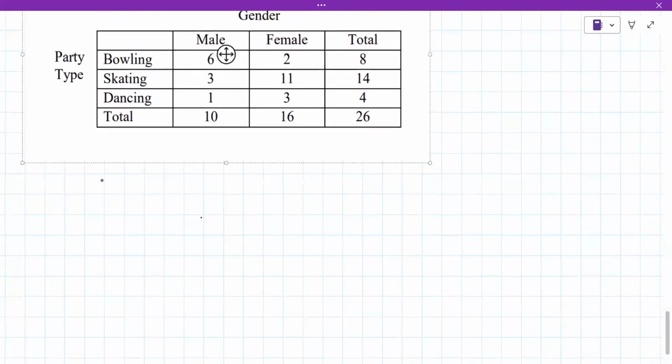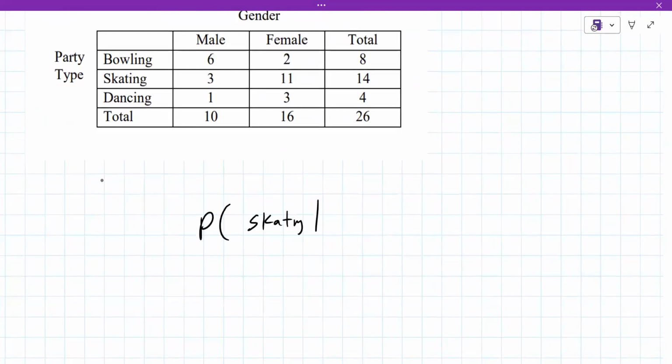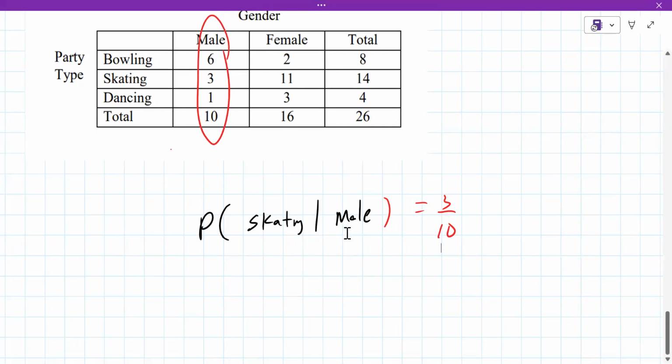Now we can similarly go the other direction. We could say, what's the probability of skating given that it's male? So this time you're restricted to a column. 3 out of 10. Yeah. It'd have to be skating and then male, not male and then skating. If it was male and then skating, it'd be out of 26. It's the language. Given that the person is a male, what's the probability that they like to skate? It's all in the language.